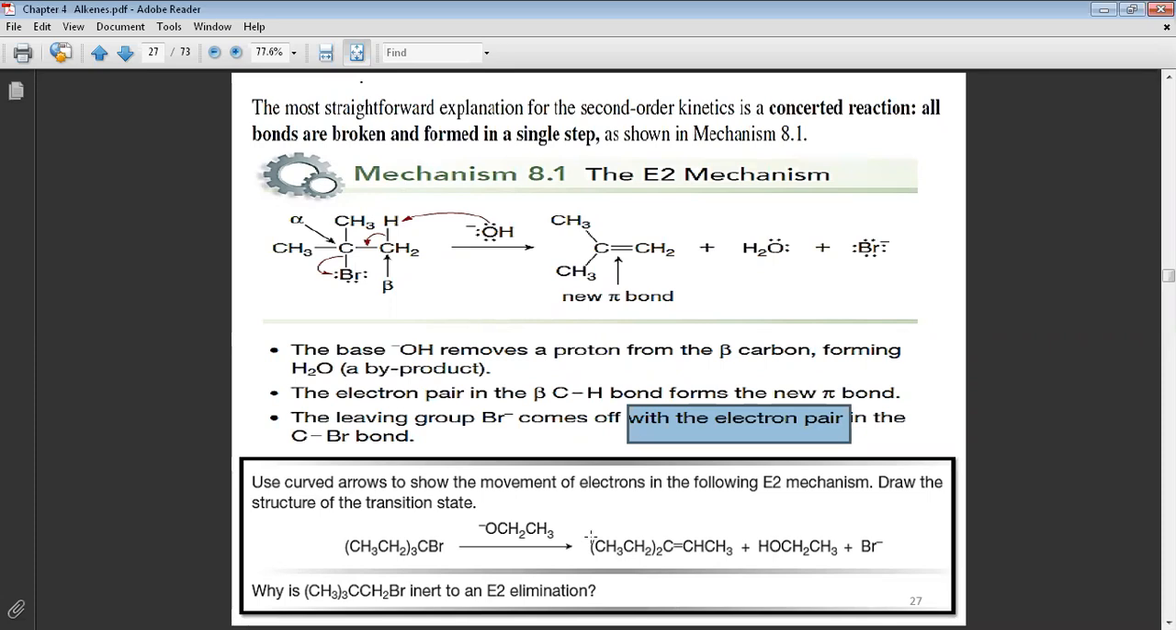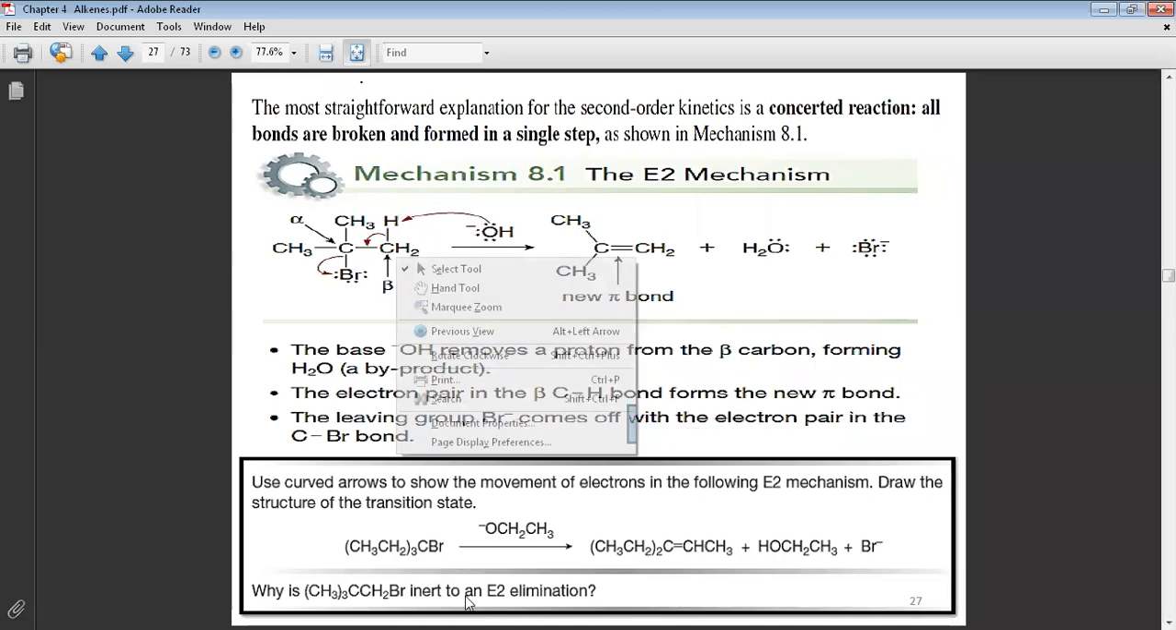Look, if you have this, use curved arrows. That means, as he said, we know this curved arrow, we talk about this. He said here, use curved arrows to show the movement of electrons for the following mechanism. That means how the mechanism will happen here. I want it like this. Try to make the mechanism of this reaction to give you this product.